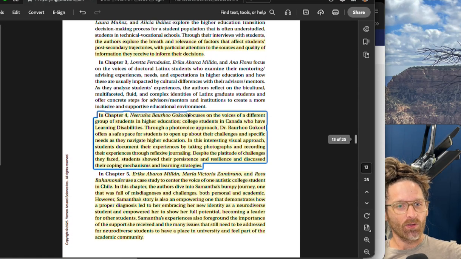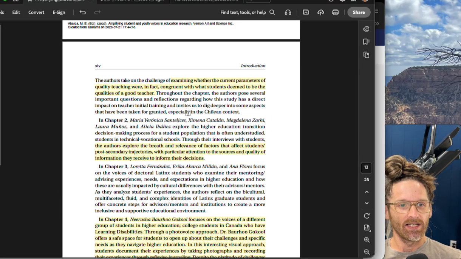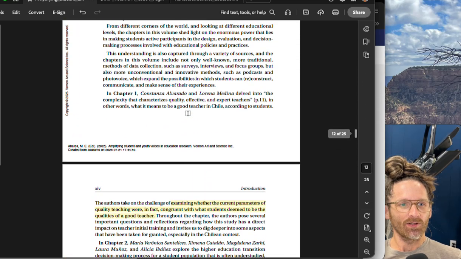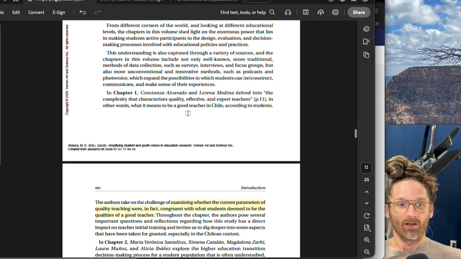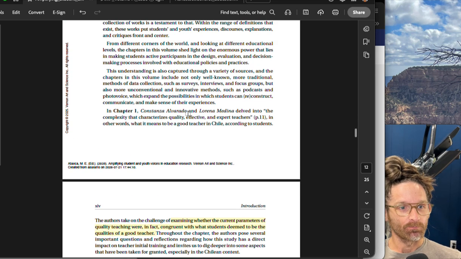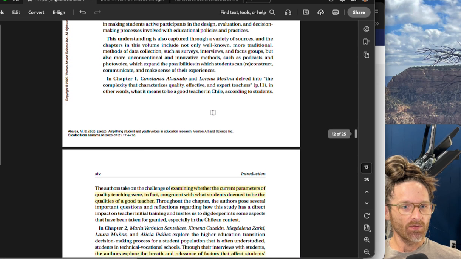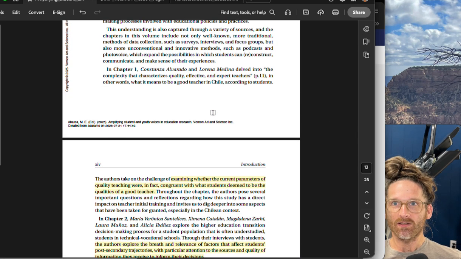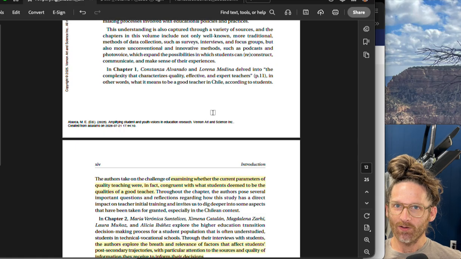And I'm going to give you a couple of examples here because it wasn't as easy as just reading these summaries, because the summaries were incomplete. So I had to go and actually find what happened in each of these chapters. So for example, in chapter 1, these 2 authors looked at what characterizes good teaching, and specifically, do students agree with teachers about what qualifies as good teaching?